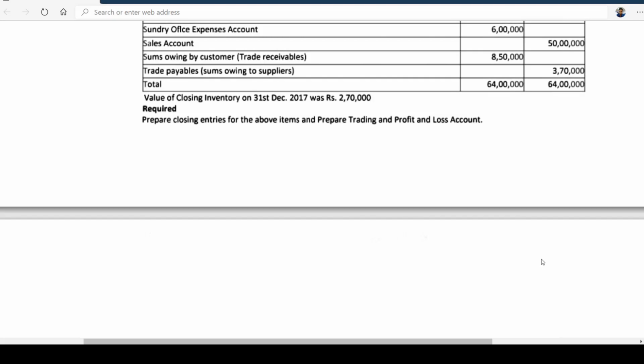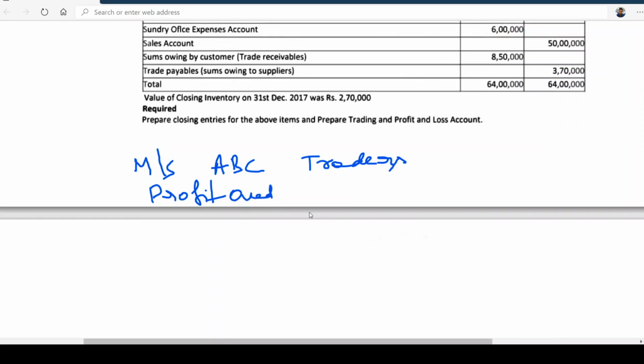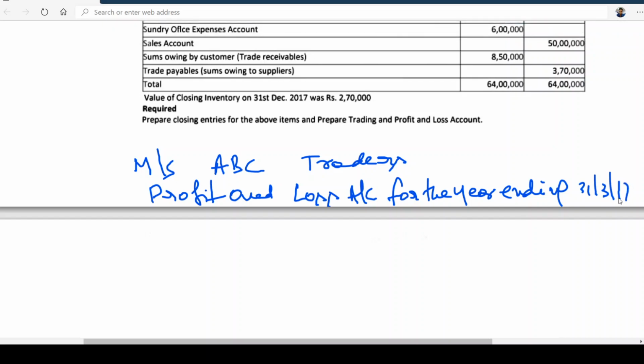So again, you'll be writing profit and loss account for the year ending 31st March 17.